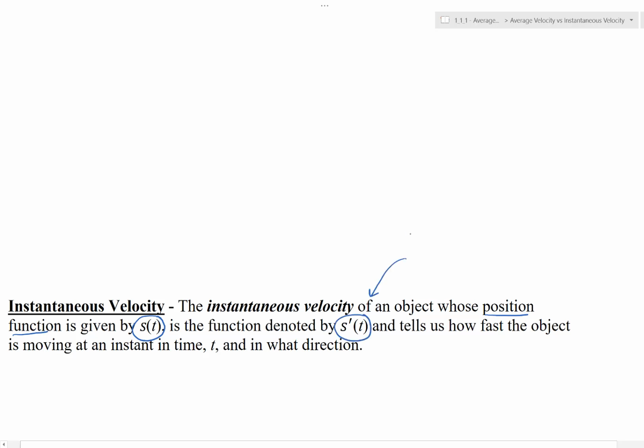So that's pronounced s prime of t. That little dash there is the prime. We'll talk way more about what that means later in these calculus discussions. But in general, the instantaneous velocity of some object at time t, denoted by s prime of t, tells us how fast the object is moving at an instant in time, and also in what direction.